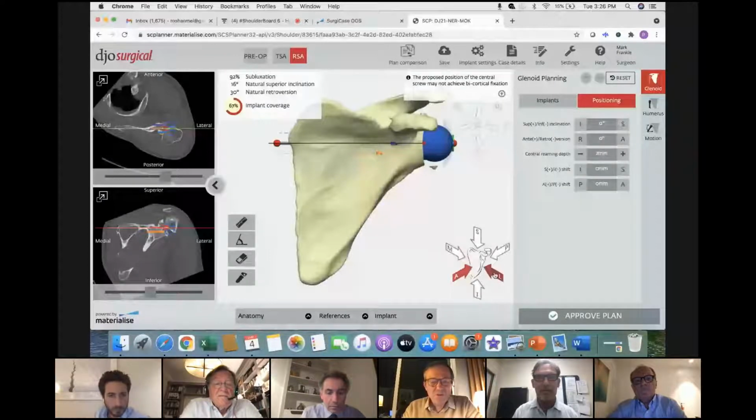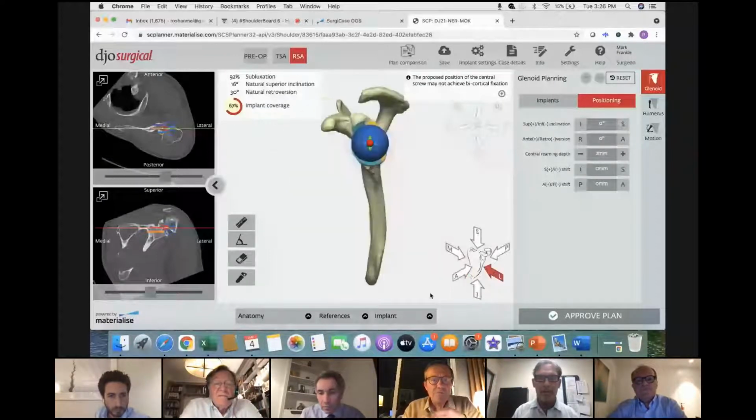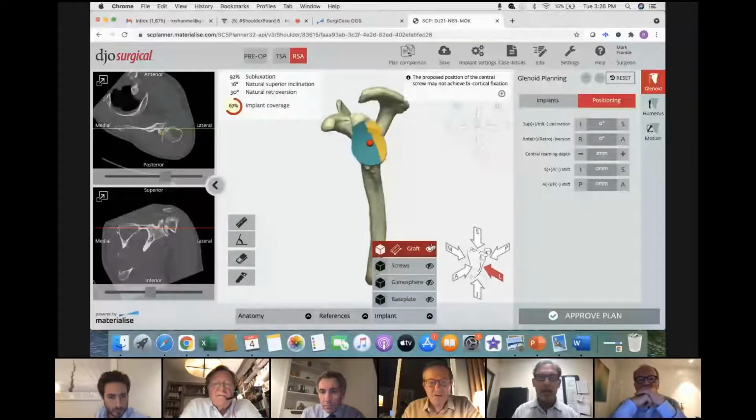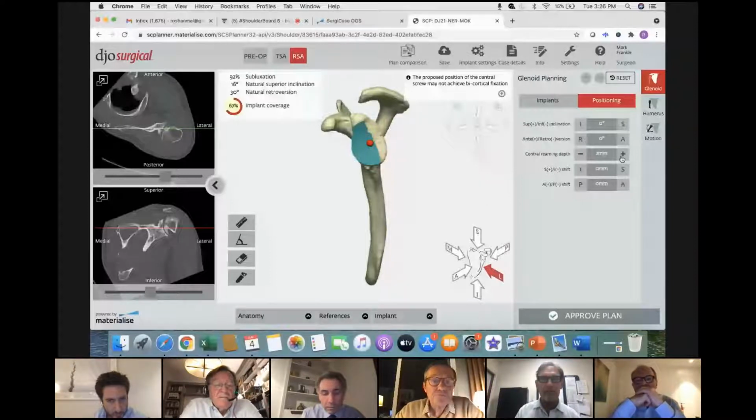Okay, so I've already done some of the planning. I can just sort of show you my approach. I can remove some of the things here so you can sort of see where we start. So, this is me placing my pin. I like to put my guide pin in the center of the glenoid. It makes it just easy to do it from a technical standpoint. I don't feel like I need guides or anything of that nature. I can just simply put my pin in the center.